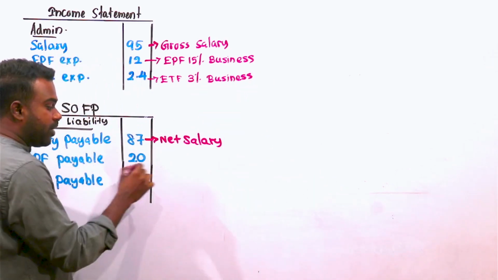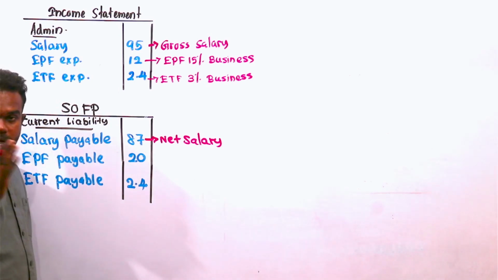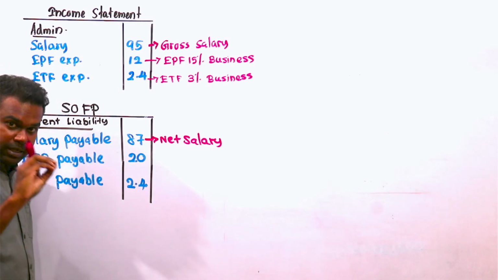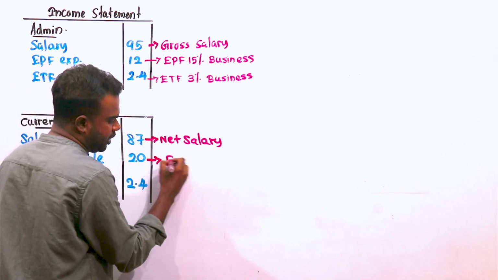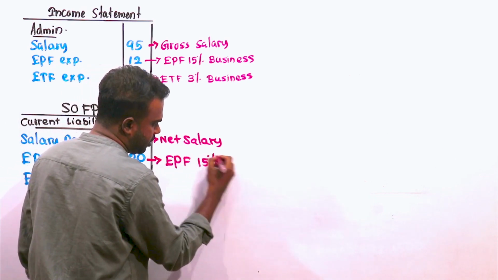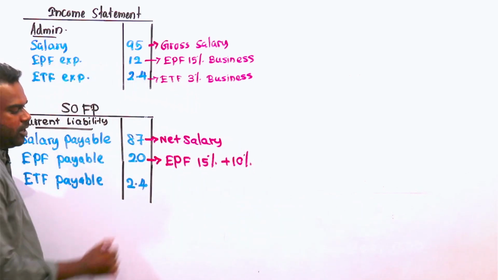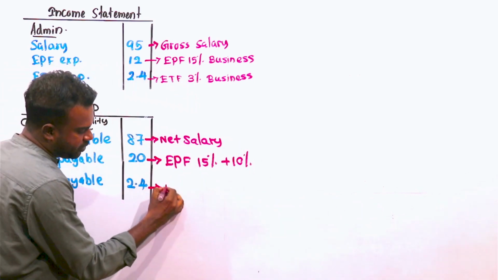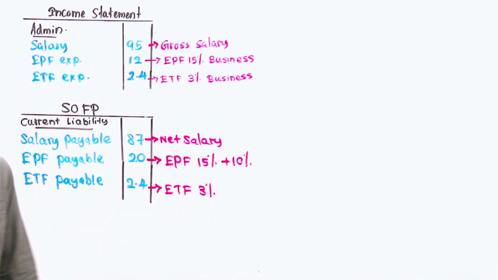But here, EPF payable 20,000 means the 15% and 10% total amount, which has to be paid to the government. EPF 15% and 10% total, and ETF 3%. Understand? Here the claim meaning, study again.